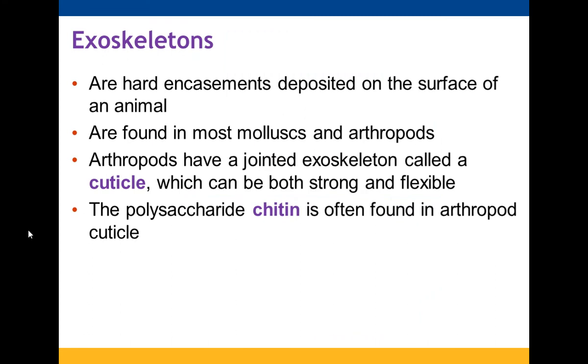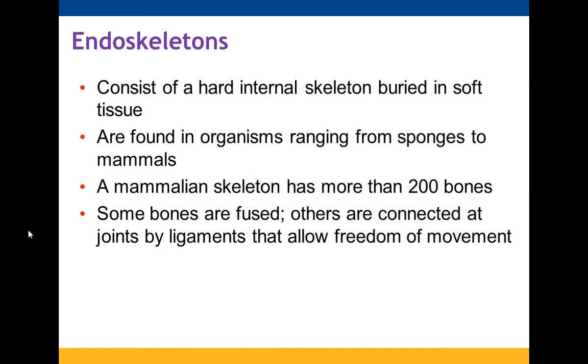Exoskeletons are hard encasements on the surface of an animal. We find these in mollusks and arthropods. Arthropods have a jointed exoskeleton called a cuticle that can be both strong and flexible, and chitin, the polysaccharide, is often found in it. Endoskeletons are what humans have: a hard internal skeleton buried in soft tissue. It's found not just in mammals, but in organisms ranging from sponges all the way up to mammals.